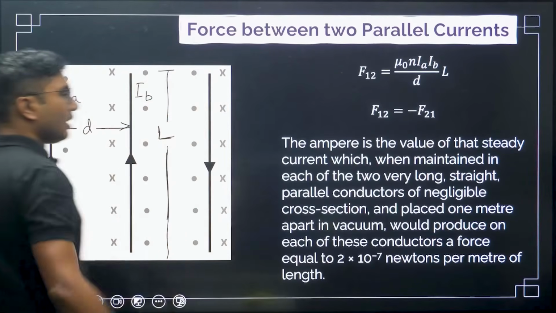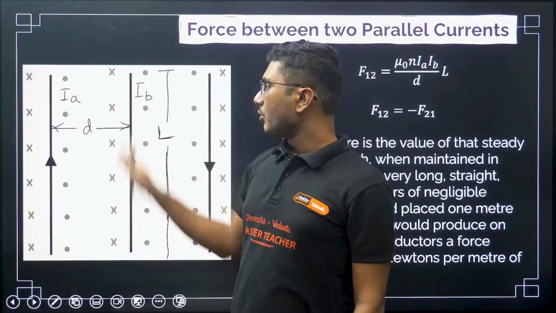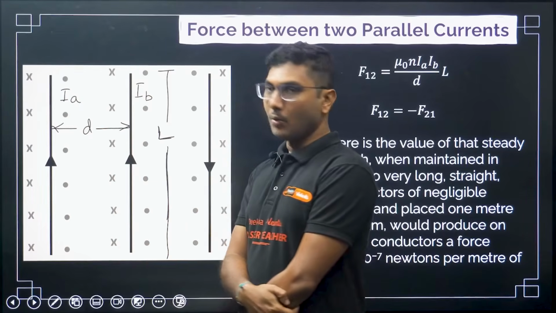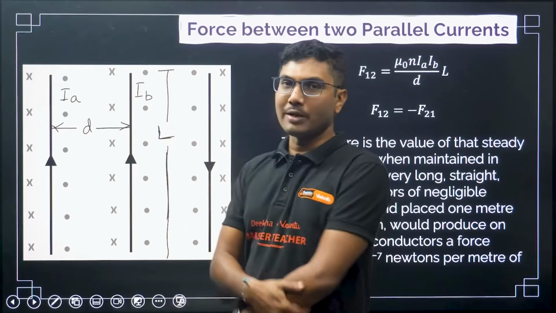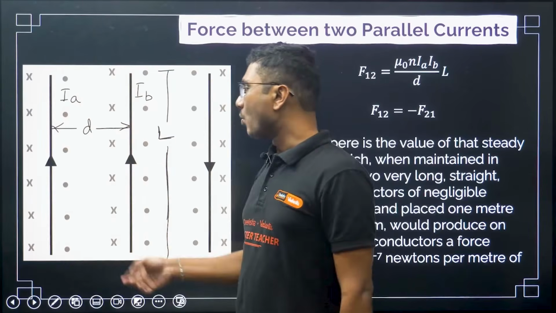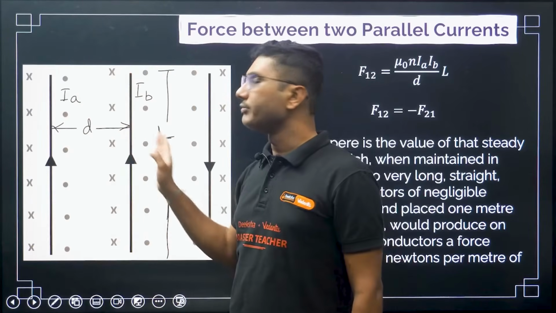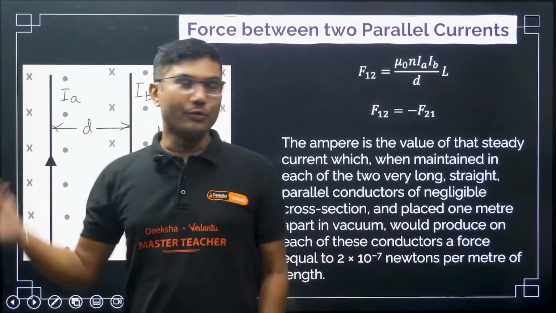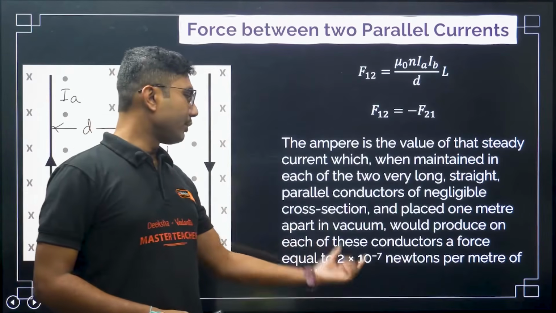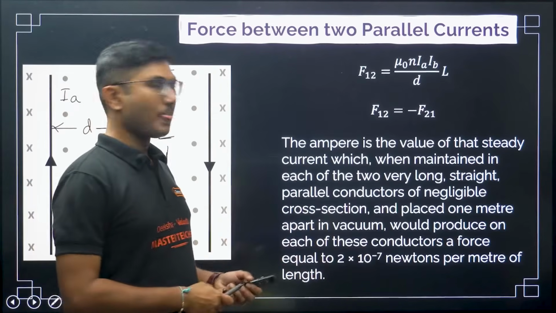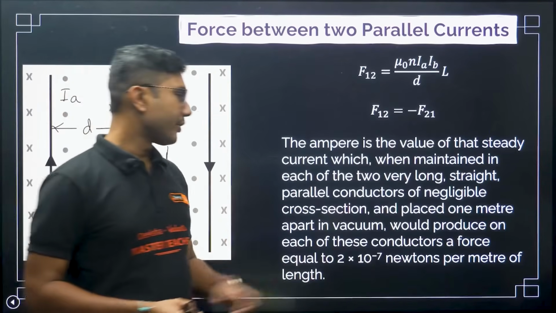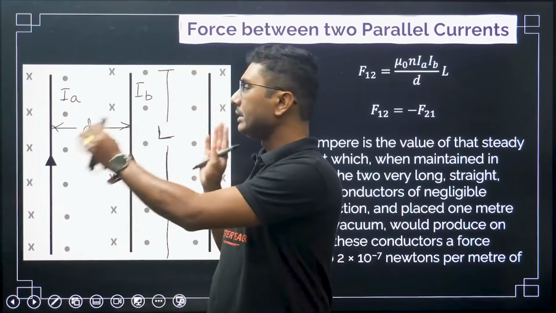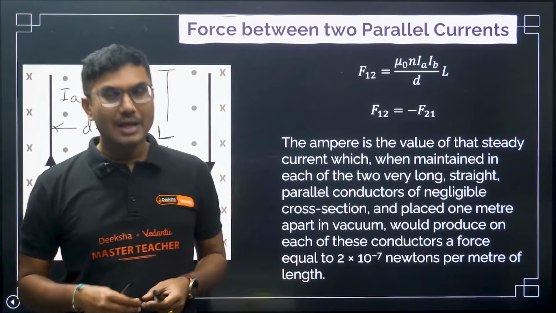So if you take two wires, the distance between them is 1 meter, the length is 1 meter, and if you apply 1 ampere current through both of these two wires, then they will apply a force of 2 into 10 to the power of minus 7 Newton, which is a very small force. This much force will be applied between these two wires. So that is how the ampere is defined.